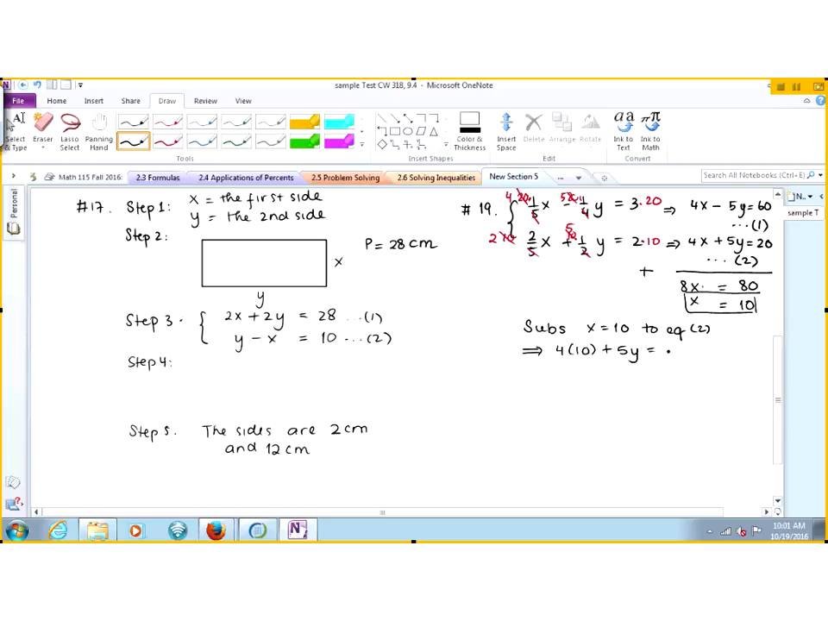4 times 10 plus 5y is equal to 20. So 40 plus 5y is equal to 20. And then what? Yes, you subtract 40. So 5y is negative 20. What is y? Negative 4. All right. So my answer is 10, comma, negative 4. Yes? Easy? Oh, okay. What else should we do on here?